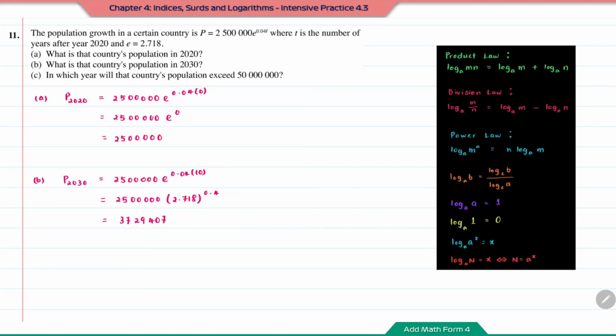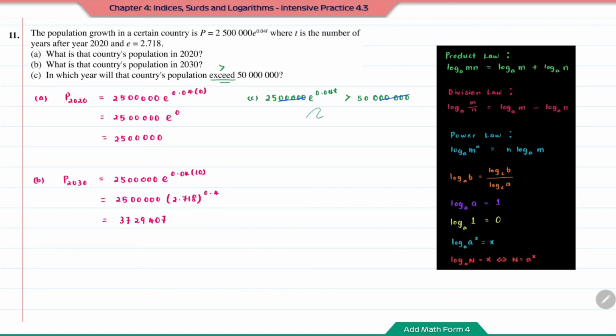Question C. In which year will that country population exceed 50 million? So for question C, the word exceeds here means greater than 50 million. So the population is 2.5 million e to the power of 0.04 t. So the population here exceeds 50 million. So we want to find the t. So first, we can simplify this 2.5 million and the 50 million. So here we can cancel 50 on the right hand side and the left hand side. Then I'm going to move this 25 to the other side.